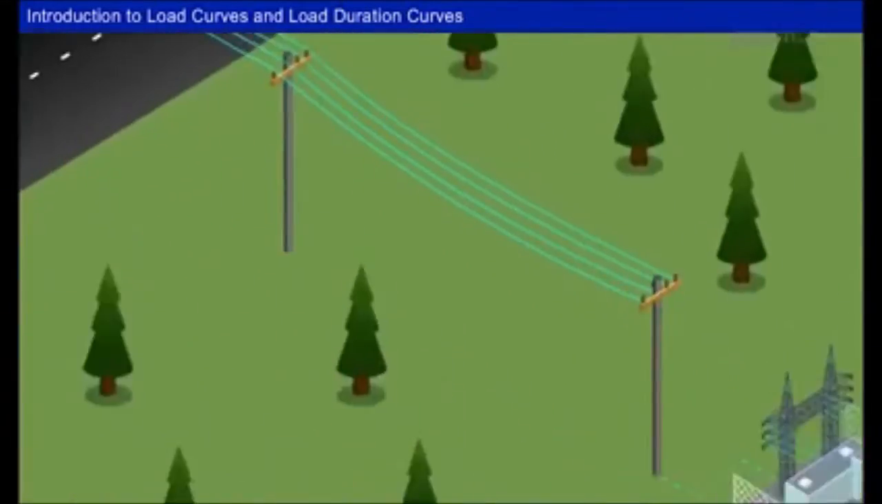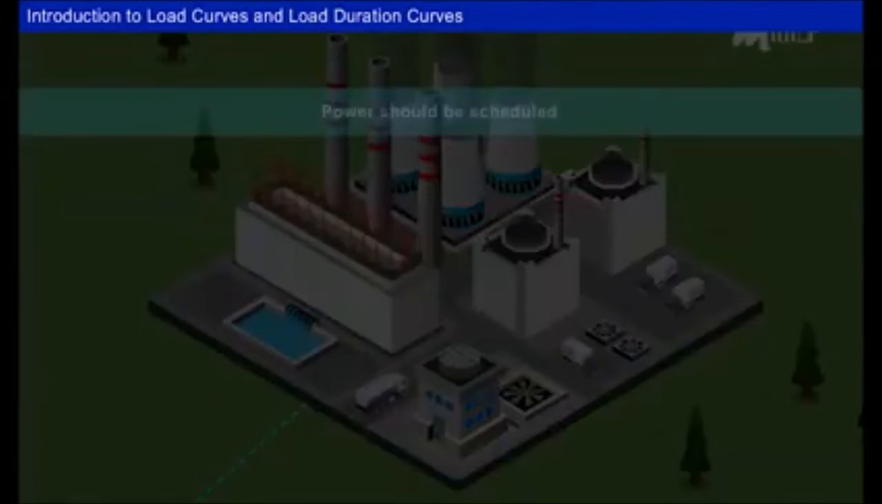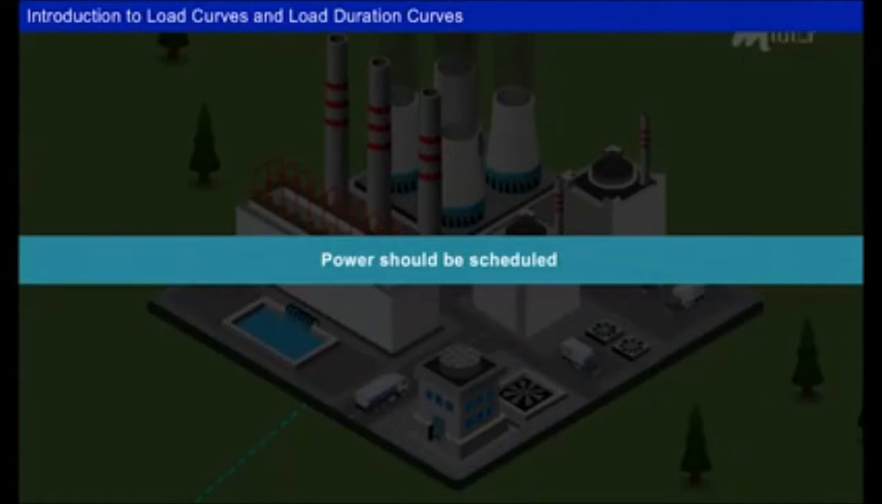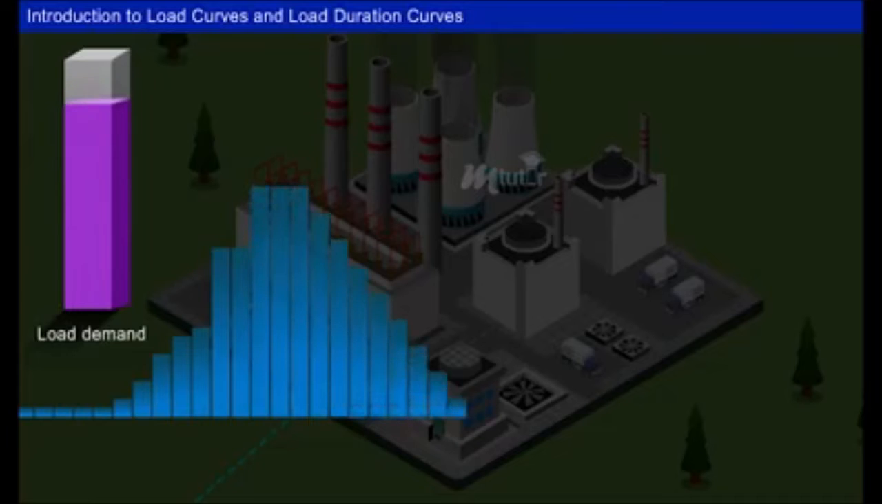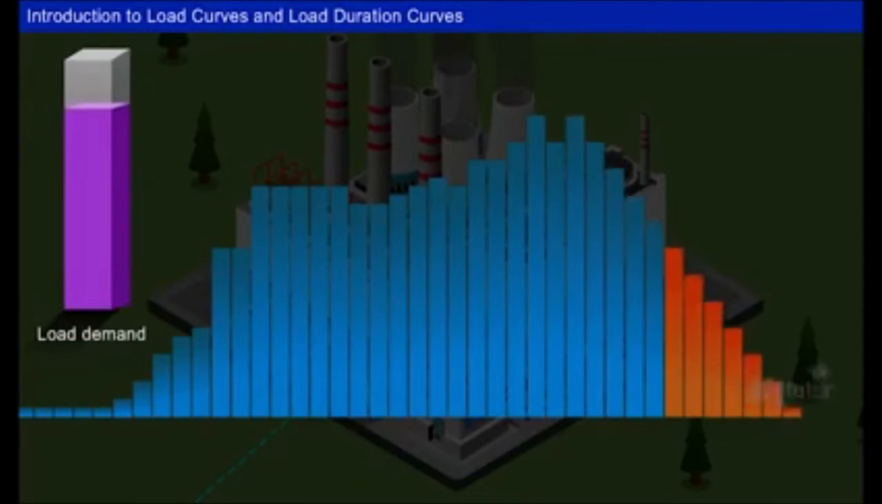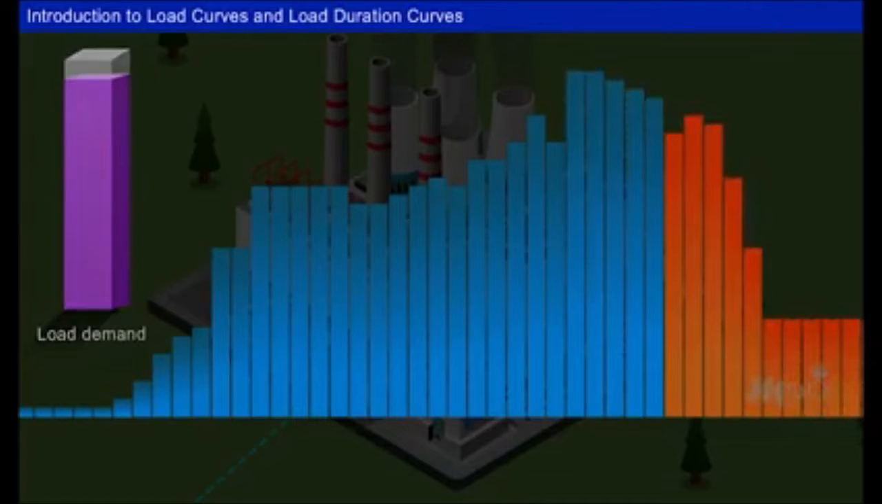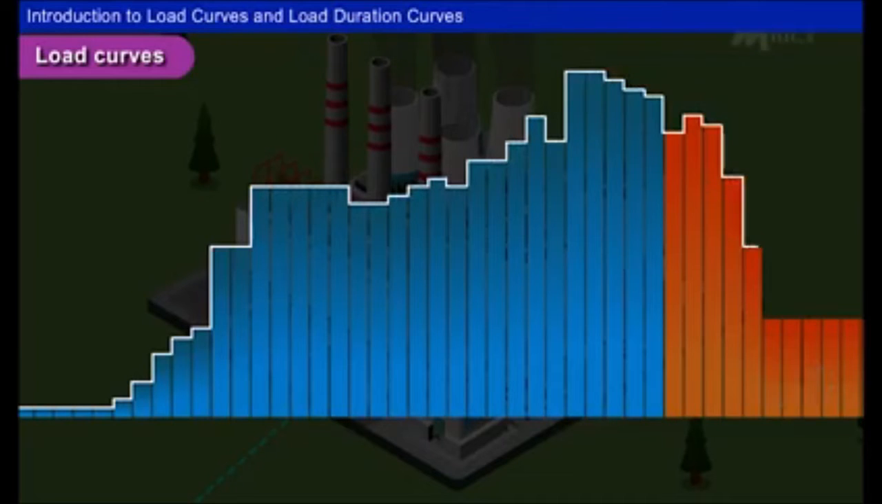In order to meet these load demands, the operation of the generating units that supply the power should be scheduled. This operation scheduling requires accurate prediction of the load demand, which is a challenging task due to the diversified and varying patterns of the load. Load curves help in predicting this load demand. Let us see about the load curves in detail.